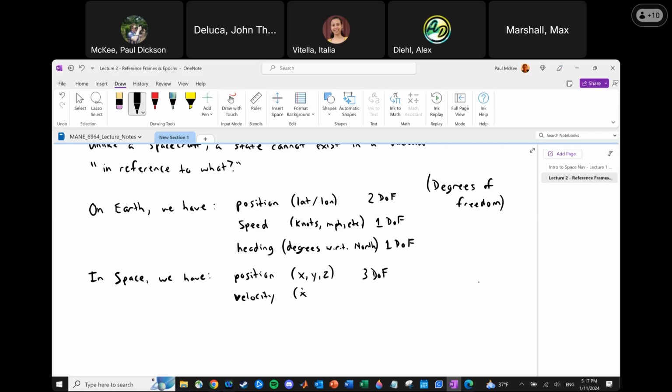Velocity, you can think of X dot, Y dot, Z dot, also 3 degrees of freedom. And then does somebody want to hazard a guess? Instead of heading, we have what we call attitude. How many degrees of freedom is attitude? Taking any answers.